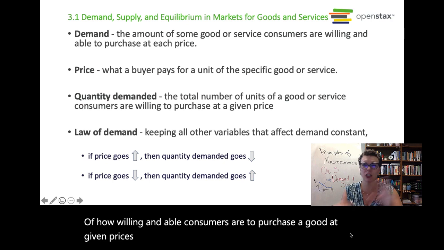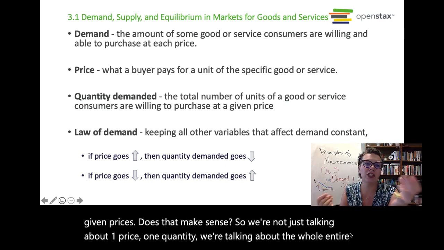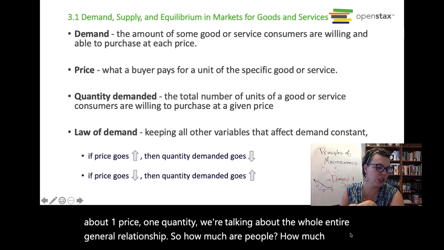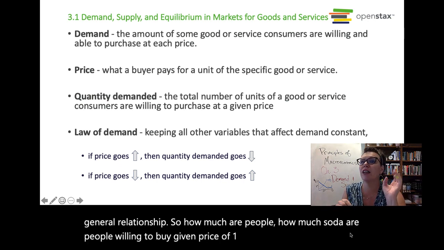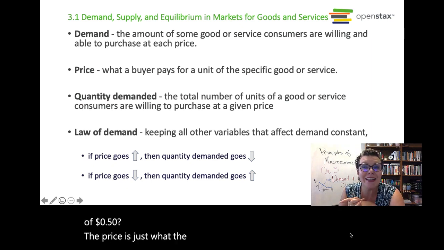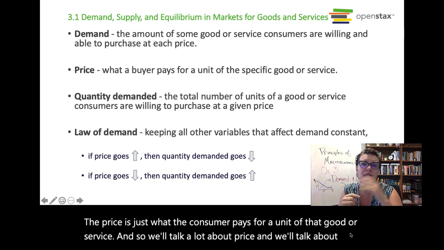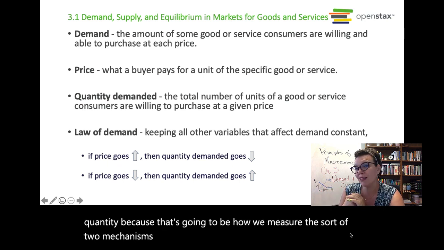Does that make sense? So we're not just talking about one price, one quantity, we're talking about the whole entire general relationship. So how much soda are people willing to buy given a price of $1, a price of $5, a price of 50 cents? The price is just what the consumer pays for a unit of that good or service. And so we'll talk a lot about price and quantity because that's going to be how we measure the two main levers of demand and supply.